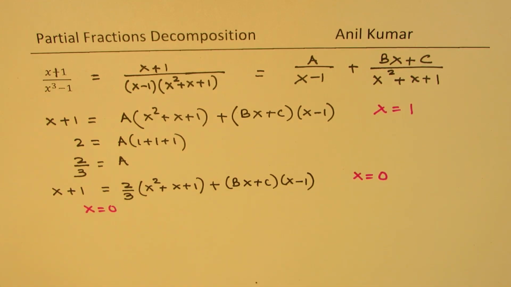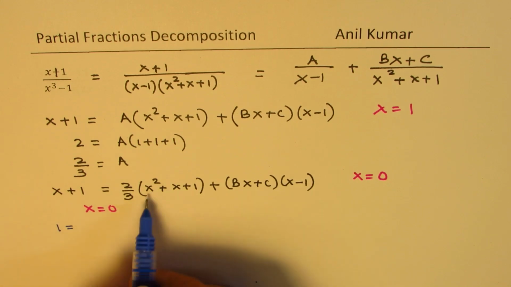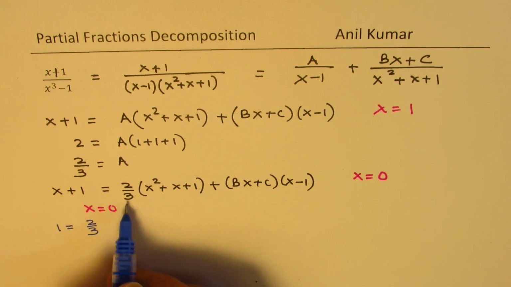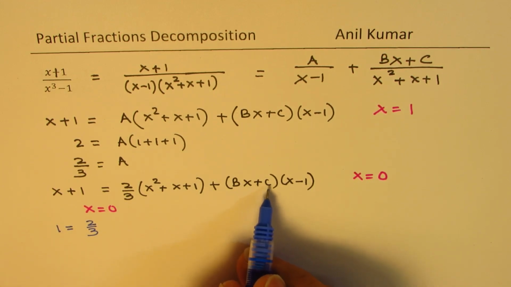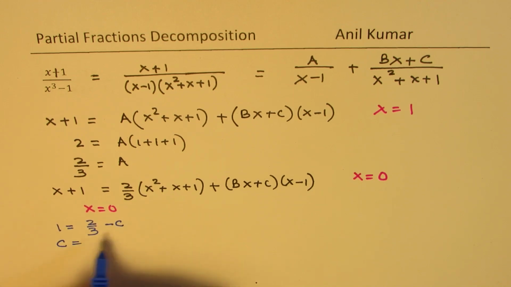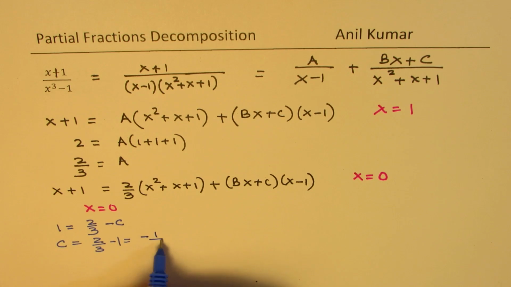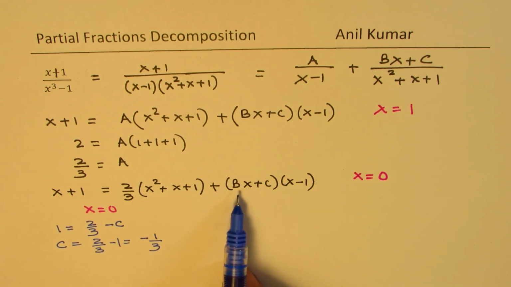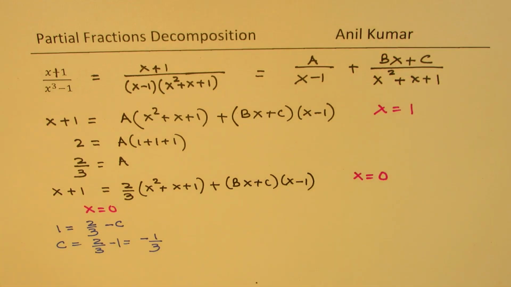So for x equals 0, I get 1 equals 2 over 3 times 1, the first term, 0 times 1 over this is 0, right? So we get c with a negative sign. X is 0, we get minus c. That gives you the value of c as equal to 2 over 3 minus 1. So that is 2 minus 3, which is minus 1 over 3. So we get the value of c, correct? So 0 gives us the value of c, and now we need to find the value of b, right?